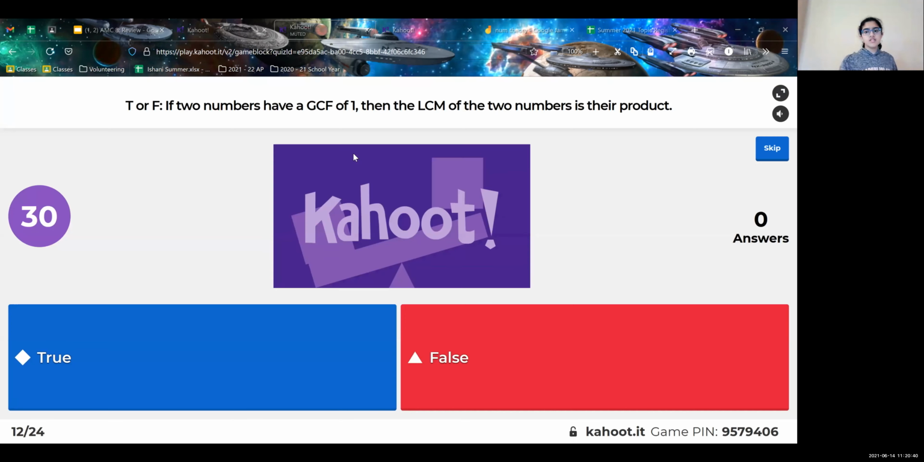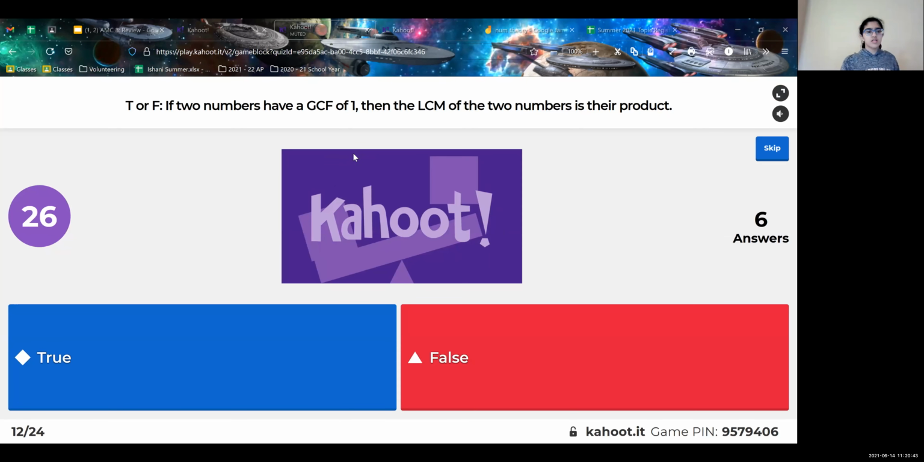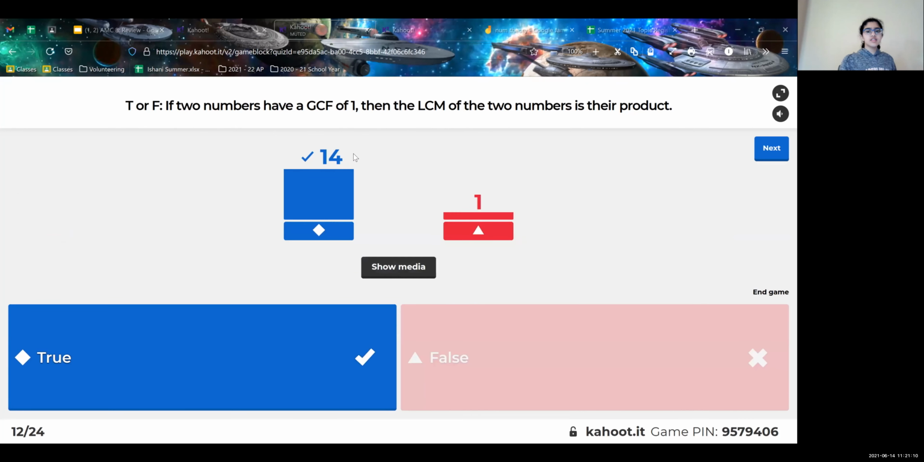True or false? If two numbers have a GCF of 1, then the LCM of the two numbers is their product. You can figure this out using the equation we showed you in the slides, or by using logic. Make sure you get your answers in. So the answer is true. The LCM of two numbers times the GCF of two numbers is the product. If the GCF is one, then the LCM of two numbers is just their product.